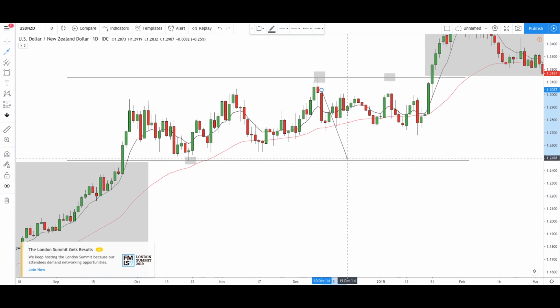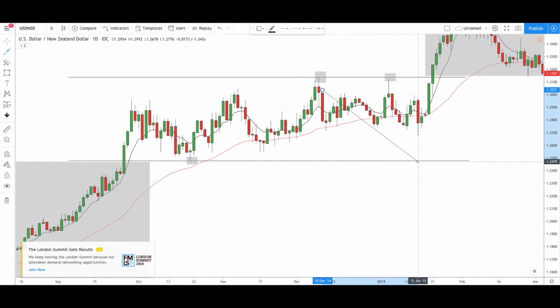But in this scenario here, it would have brought you back to break even, and then possibly you would have lost your trade because price has not come down here. So let's say, for example, your target was down here. That's how you would trade it.